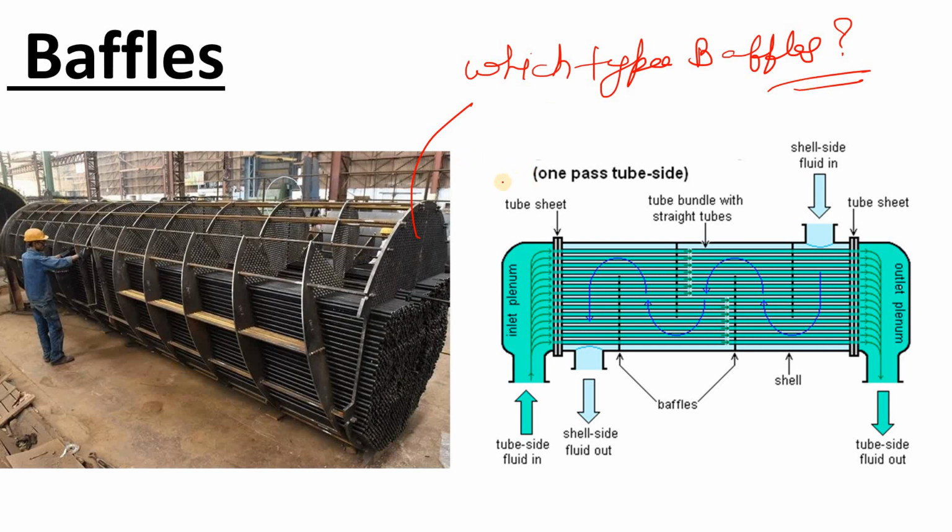In the heat exchanger, there are also multiple passes, like 1 pass, 2 pass, 3 pass, 4 pass, and it could be on your tube side and it could be on your shell side. That we will discuss in our upcoming videos.